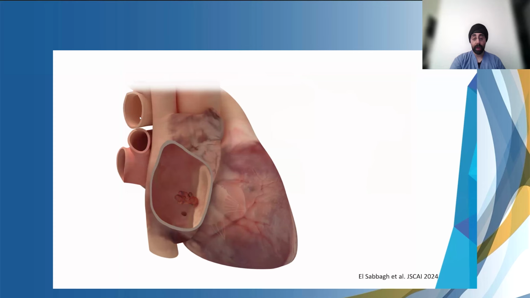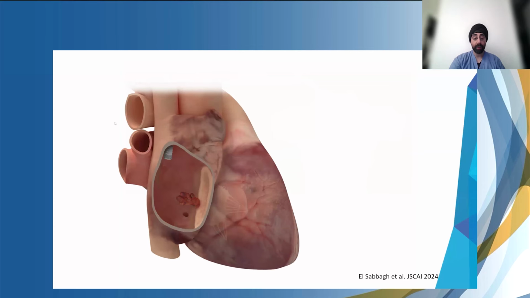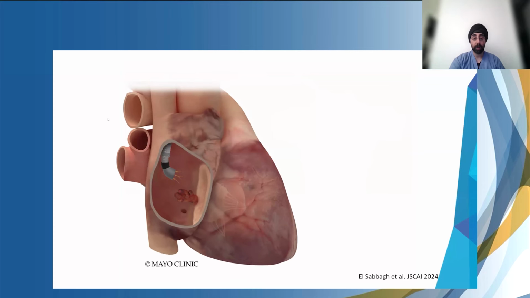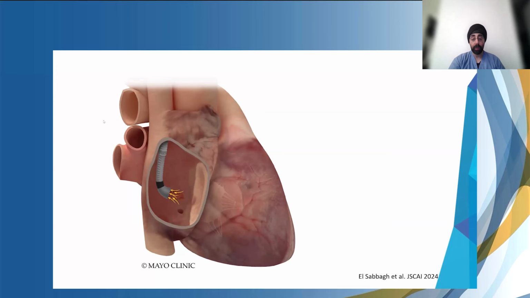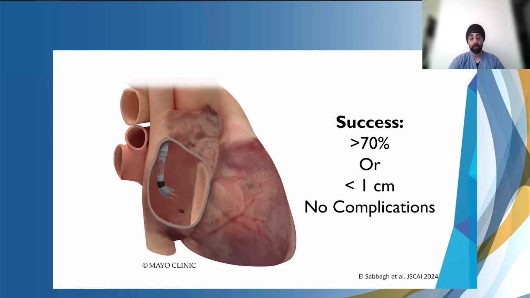This is a little schematic of an IJ approach to one of these. You can see the catheter being introduced. You go on flow just before you have contact, then put it right near, and ramp up your flows as you approach the material. You could define success as greater than 70% or less than 1 cm residual with no complications.